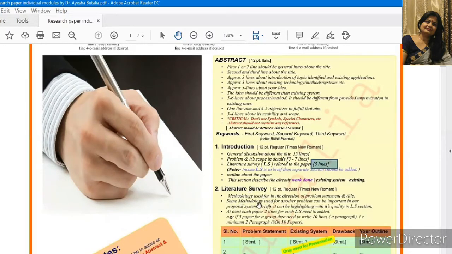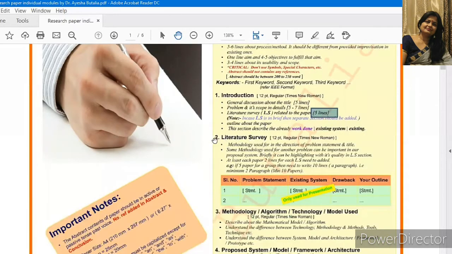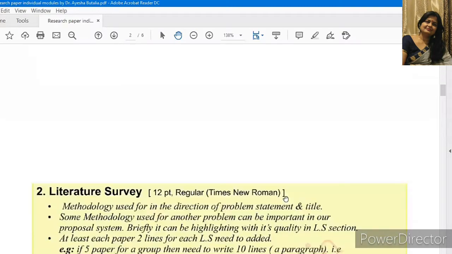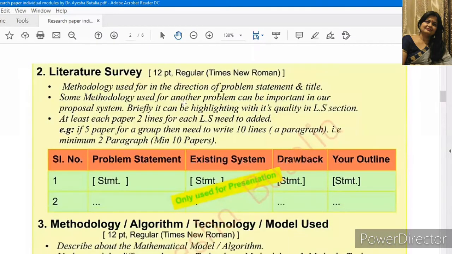Now let's see what the contents of section 2, the literature survey of the research paper, should be. As per the IEEE format, it should be 12 point regular Times New Roman. As far as the contents are concerned, it should include the methodology used in the direction of the problem statement and title. Now, what does this mean?